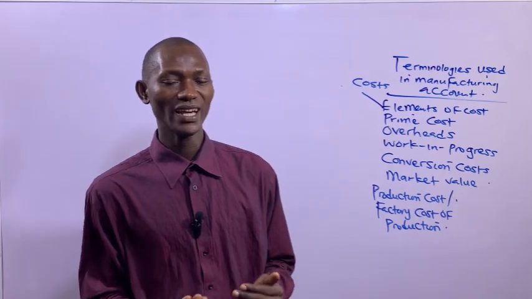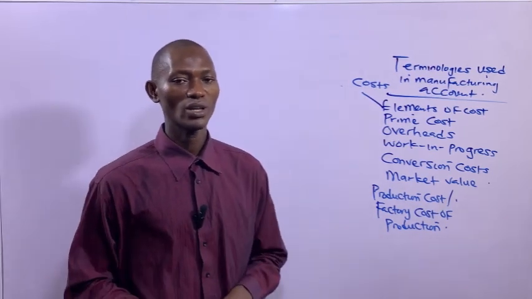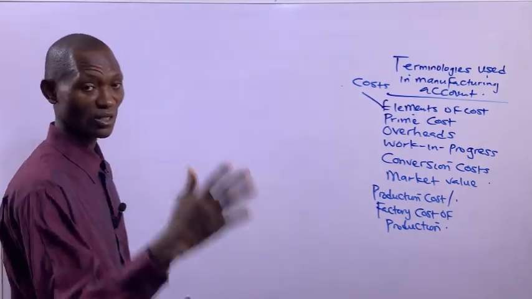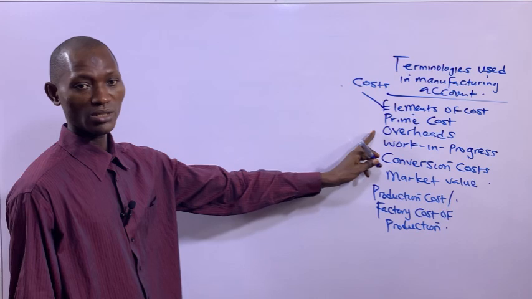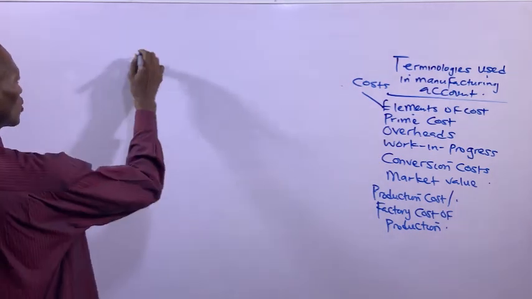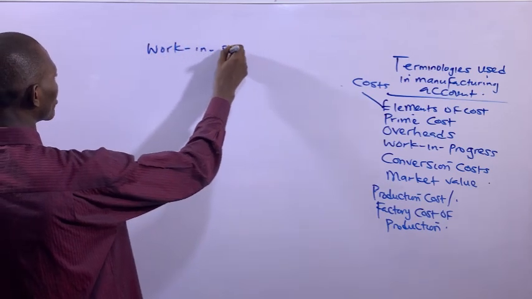Don't forget, they are incidental to the production of a particular commodity. So that's with respect to that. So addition of all indirect costs makes up overheads. Then let's talk about work in progress. So work in progress now.